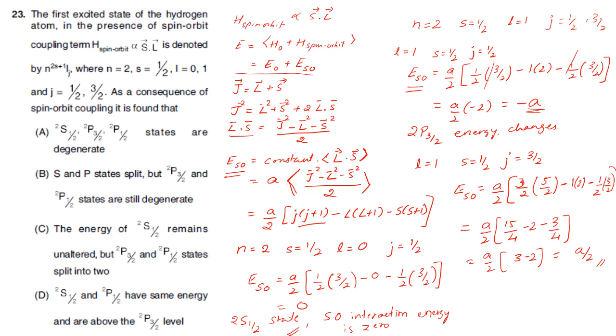So therefore the energy of 2p 3/2 also changes by A/2. Therefore we can say that the energy of 2s 1/2 remains unaltered, but the 2p 3/2 and 2p 1/2 states split into two different energy levels. Therefore option C is correct.